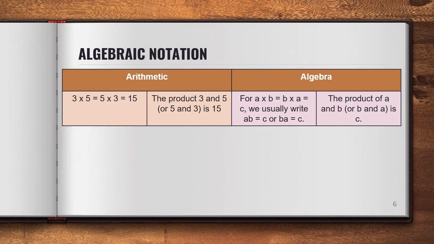So next, let's have the multiplication. 3 times 5 is equal to 5 times 3 is equal to 15. In words, the product of 3 and 5 or 5 and 3 is 15. Next, let's have the algebra. A times B is equal to B times A is equal to C. We usually write AB is equal to C or BA is equal to C. In words, the product of A and B, product means multiply, or B and A, is, or equal represents is, C.